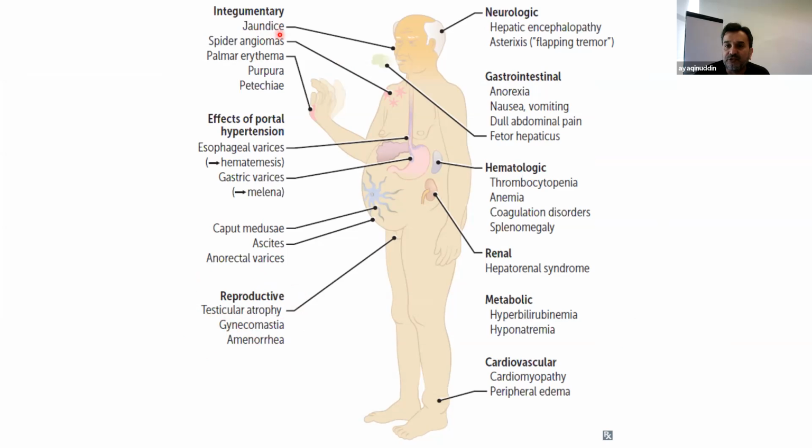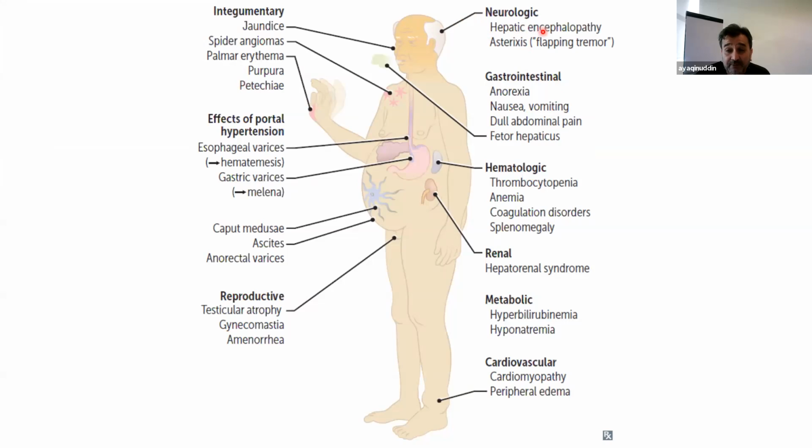You would see jaundice on the skin. You might see palmar erythema because the estrogen levels can go up, which will cause the blood vessels to dilate, and you can see palmar erythema there. You might see petechiae because of the clotting factors defect, with small hemorrhages in the skin.